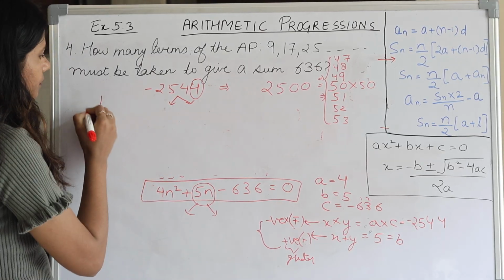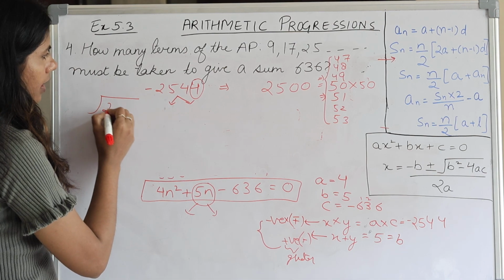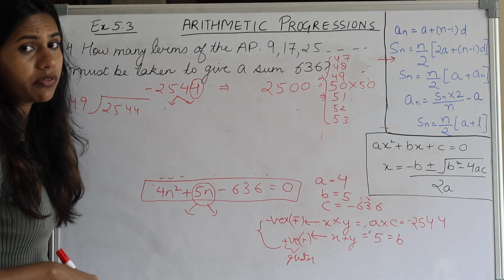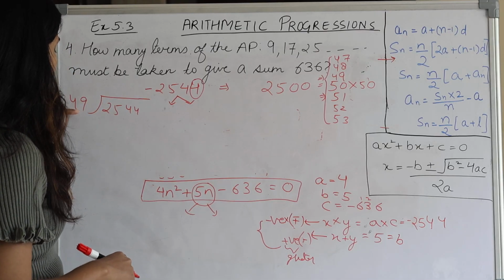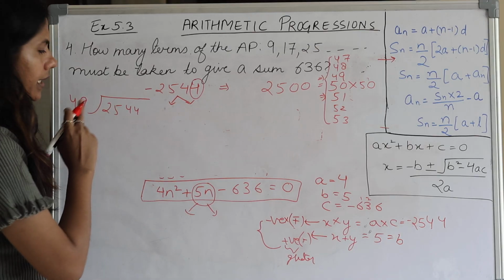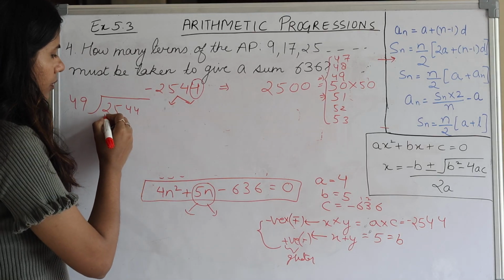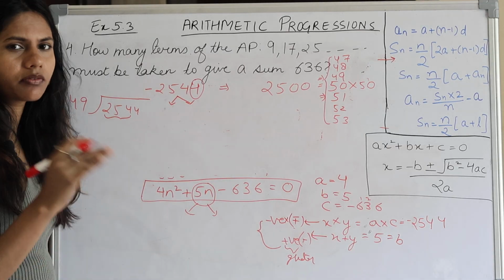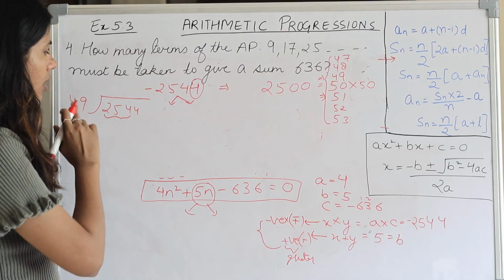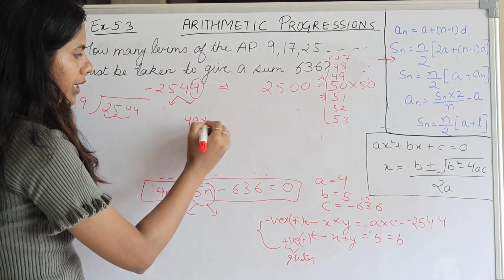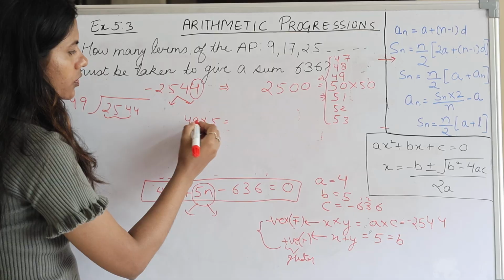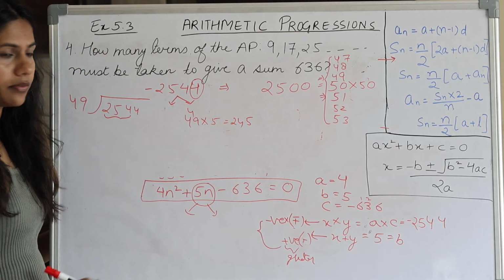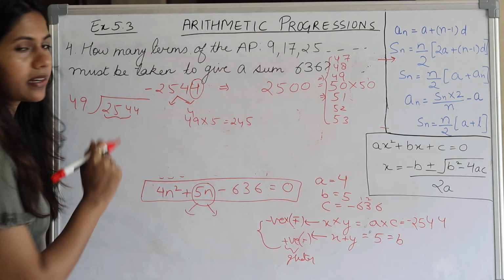So we have 2544 and we will try dividing by 49. See, 49 into 10 will be 490. I'm considering only 3 terms. 254 is somewhere half of 490, which means mostly 49 into 5. Let's try this. It is 245, but this number is a little greater than it.